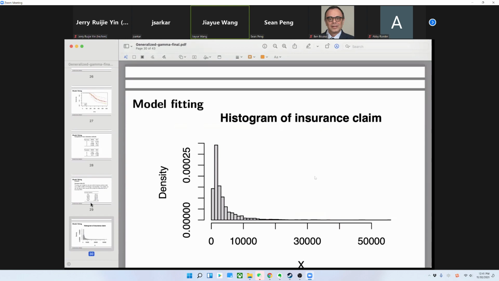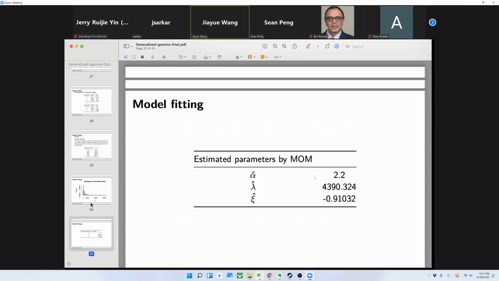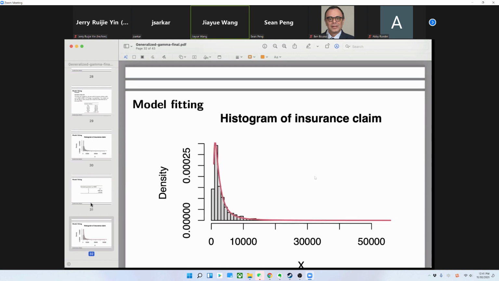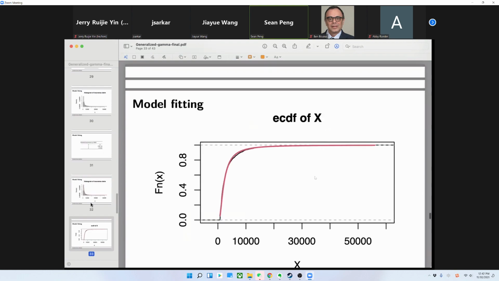And in here is the estimated parameter. We use the moment estimation. And this plot is for the histogram of insurance claim amount with fitted distribution. So this data is real data. Yes. Okay. So this distribution is born for this insurance data because the fit is so perfect. And here is the empirical CDF of X, where the black line is the data set, and the red line is the fitted distribution.